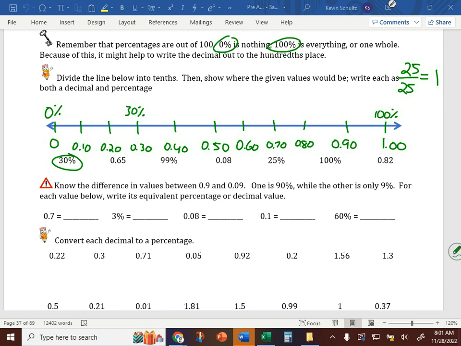0.65. Where would that be on the number line? Between what two decimals would 0.65 be? Peyton? 60 and 70. It's going to be between 0.6 and 0.7, right? Here's 0.65. And what percentage would that be?